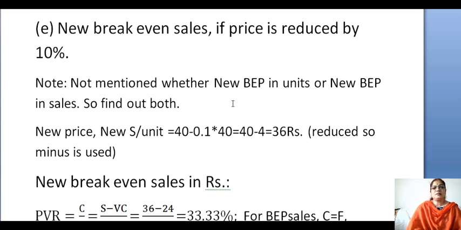And lastly, in the problem it is asked, if price is reduced by 10%, what will be the new break-even sales? Now, I already told in the previous class, in the theory class, whenever price is changed, break-even point will also change. That is why break-even analysis is used for changing prices, for decision making with respect to price changing. How many should be produced to break even? That means how many should be produced, what should be the volume of the product to have no profit, no loss point, so that further we should produce to obtain the profit.